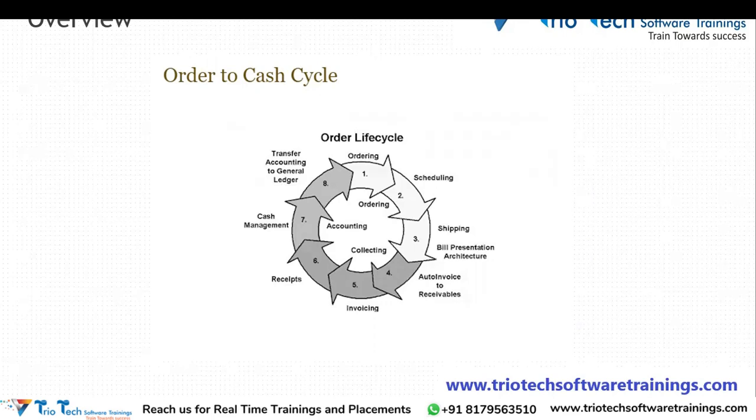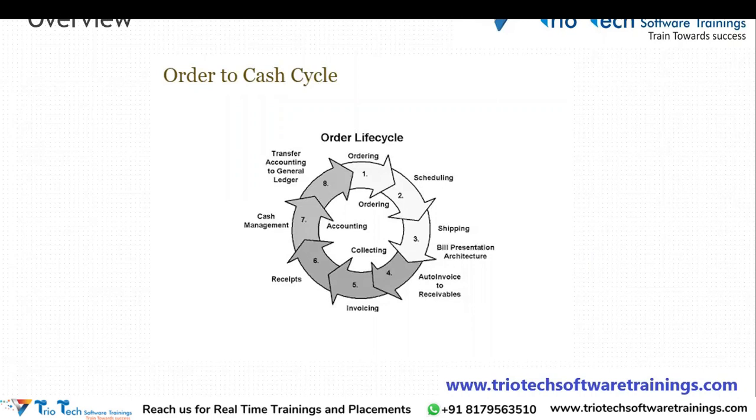Now, in the ordering life cycle, the first process, as you are aware, is called ordering, where the underlying document raised as part of ordering is the sales order, similar to what we had in the P2P cycle, sorry, the procure to pay cycle. The same way, we call it the order to cash cycle, where it starts with the sales order, the ordering activity.